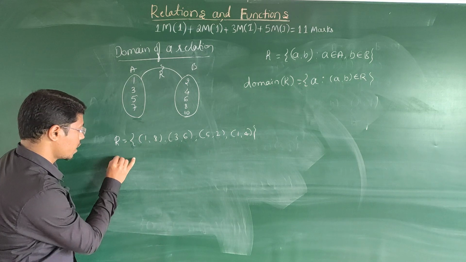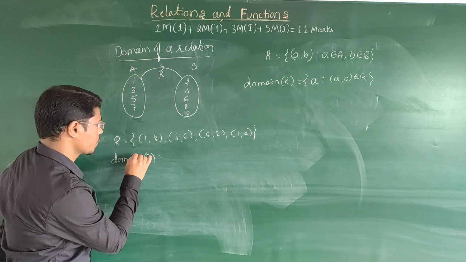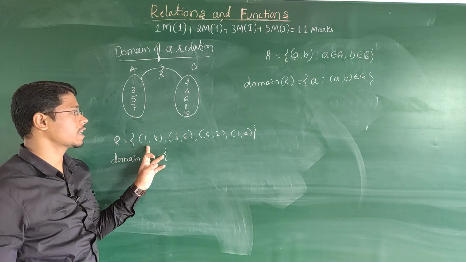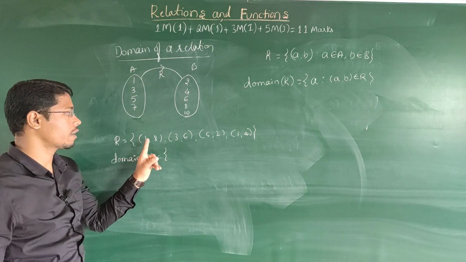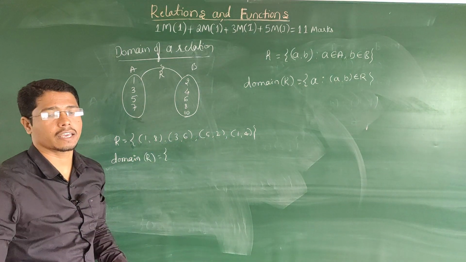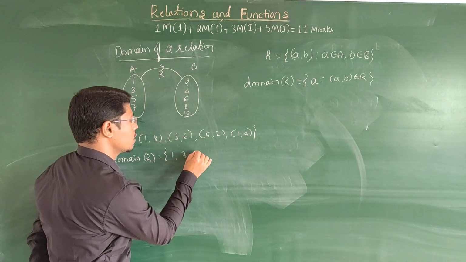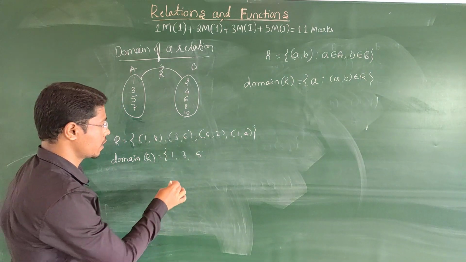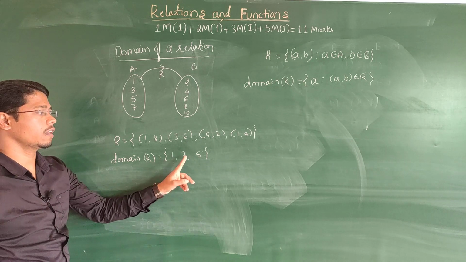So the domain of R is the set of first elements of the ordered pairs. The set of first elements of the ordered pairs is the domain: 1, 3, 5. So what is the domain of this relation? 1, 3, 5.